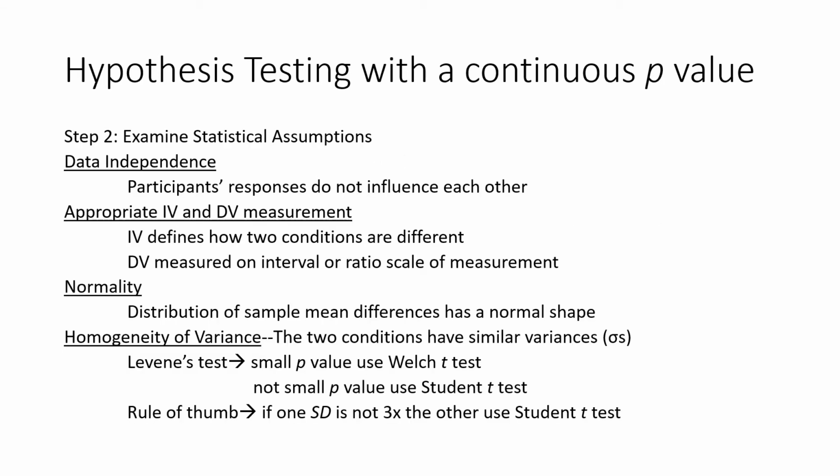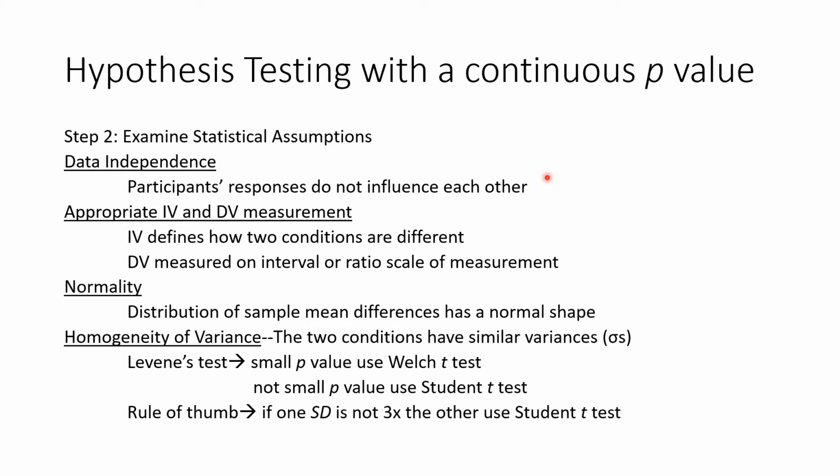The second step is to examine the statistical assumptions. Data independence is the idea that one person's responses are not influenced by a different person's responses. So in this case, we just would want to make sure that one person maybe isn't copying off another person or something. So in an independent samples design, you just want to have good procedural control to control for the fact that each individual person's responses are independent of anybody else's.